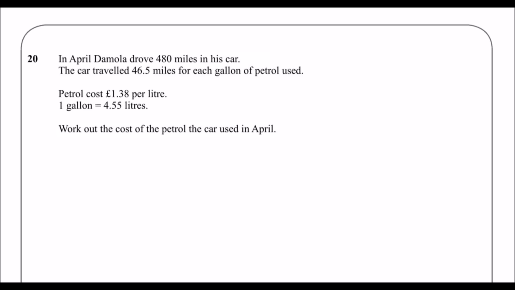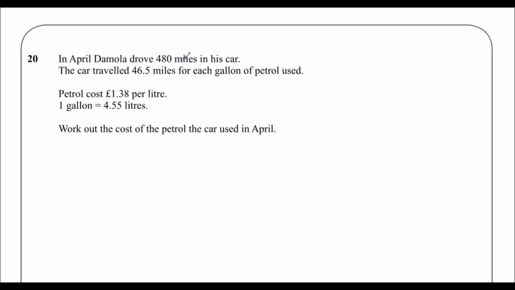Question 20. In April, Demola drove 480 miles in his car. The car travelled 46.5 miles for each gallon of petrol used. Petrol cost £1.38 per litre. 1 gallon is equal to 4.55 litres. Work out the cost of the petrol the car used in April.